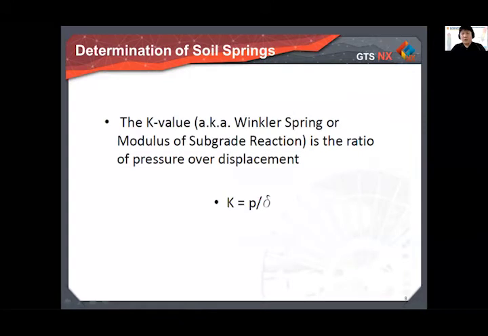So these are the simple equations. Maybe you are familiar with the determination of what the soil springs are. The K value is the subgrade reaction value as we refer to it, which is also known as the Winkler spring, or modulus of subgrade reaction. It is the ratio of the soil pressure over displacement, so the unit is pressure, or force over area, over the length.